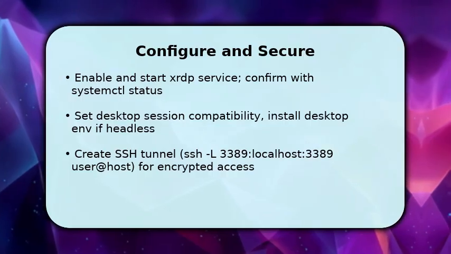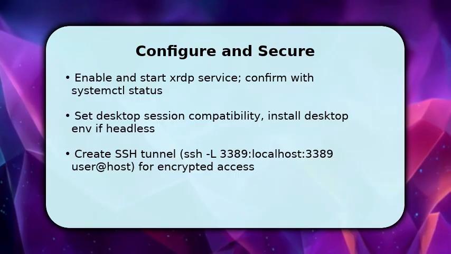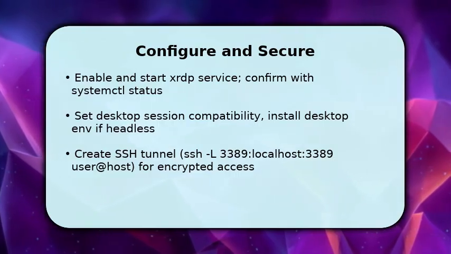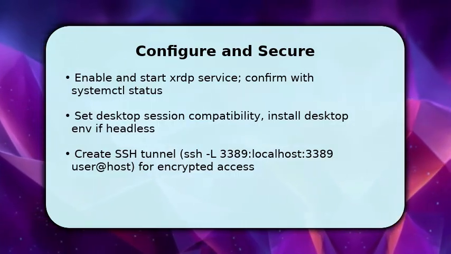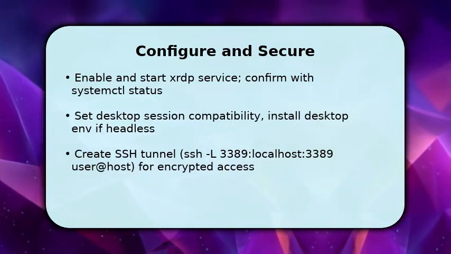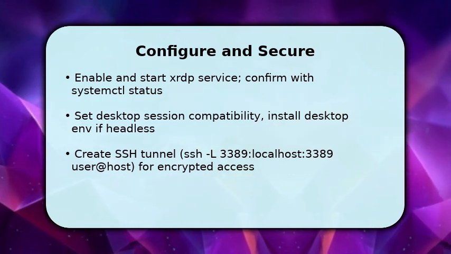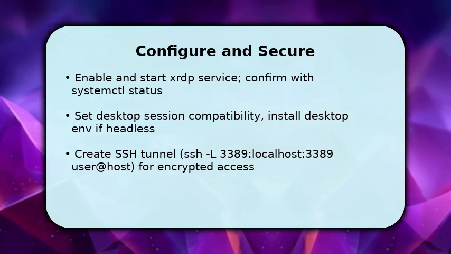For security, prefer an SSH tunnel from Windows rather than exposing 3389. Run SSH with local port forwarding to encrypt traffic. Then test localhost 3389 on the Linux host or the forwarded port locally to verify the RDP socket is responsive.